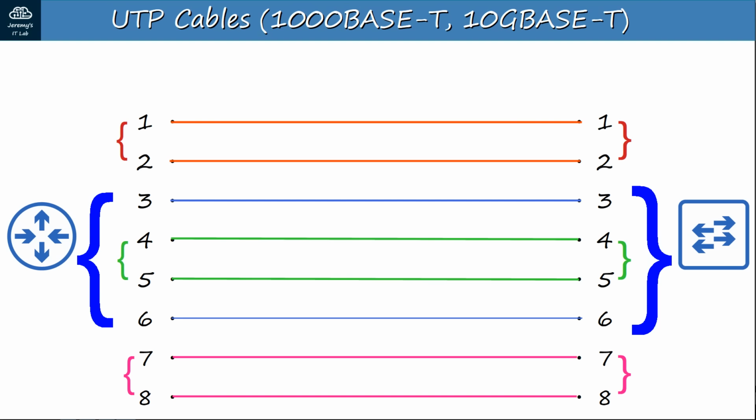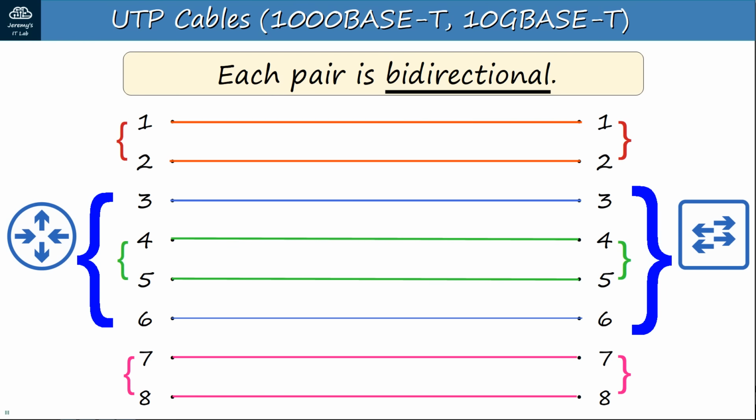Now, here's another big difference between 1000BASE-T and 10GBASE-T, and 10BASE-T and 100BASE-T. In addition to using all 4 pairs of wires, in 1000BASE-T and 10GBASE-T, each pair is bidirectional, meaning each pair isn't dedicated specifically to transmitting data or receiving data. This is part of the reason that they can operate at much faster speeds.